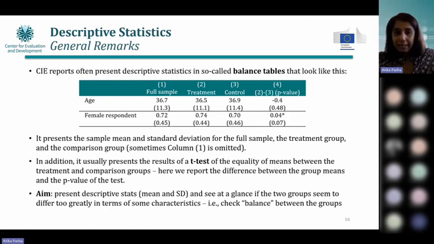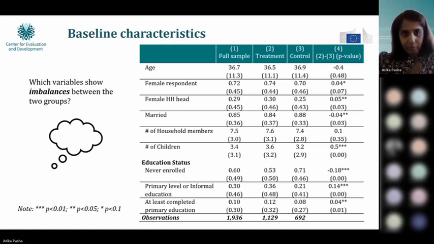Through these balance tables, what we attempt to do is simply, at a glance, try to understand whether our treated group and our control group are different. So we are checking the balance, whether the two groups are balanced overall. What you see here is more or less all of the results. The total sample is 1,936, of which 1,129 belong to the group that was treated or received the VSLA program, and 692 were part of the control group or did not receive the program.